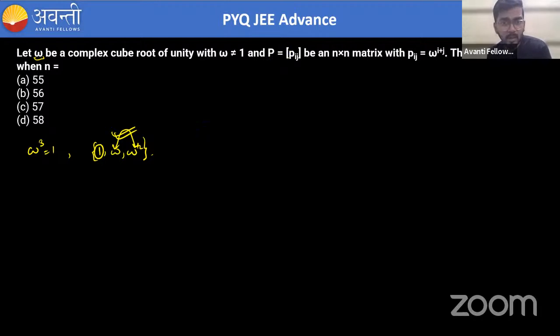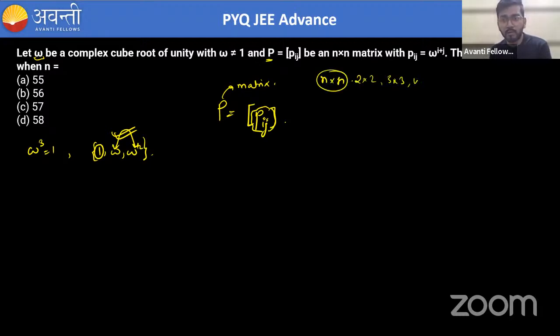And P is such a matrix. P is a matrix, right? This square bracket is a notation of a matrix. So P is such a matrix where small p_ij, each element of the P matrix, can be represented by small p_ij. Now, what does this small p_ij mean? The meaning is given in the next part. It is saying that P is an n into n matrix. So it can be 2 into 2, 3 into 3, 4 into 4, like this. An n into n matrix with p_ij. The definition of p_ij, that means every element, has been defined in this fashion, where p_ij is omega power i plus j.